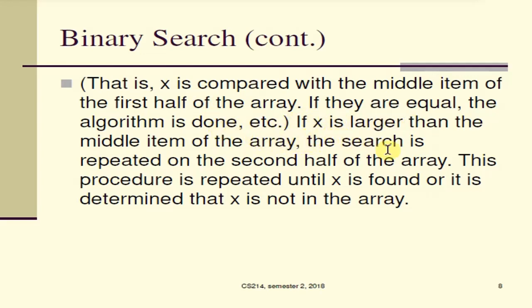If X is larger than the middle item of the array, the search is repeated on the second half of the array and not the first half. This procedure is then repeated until X is found or it is determined that X is not in the array.